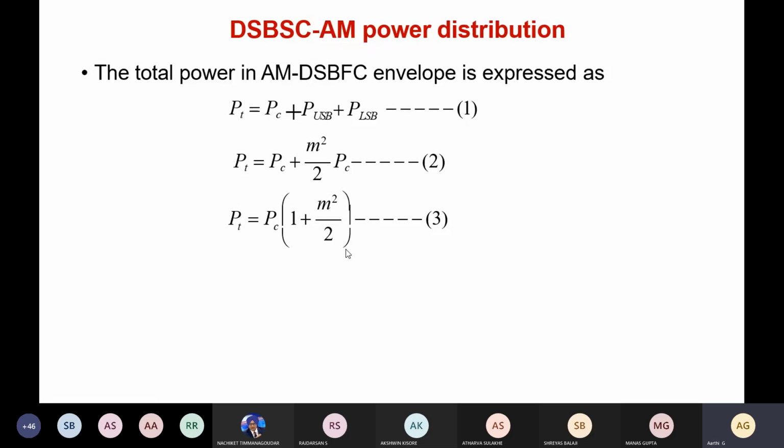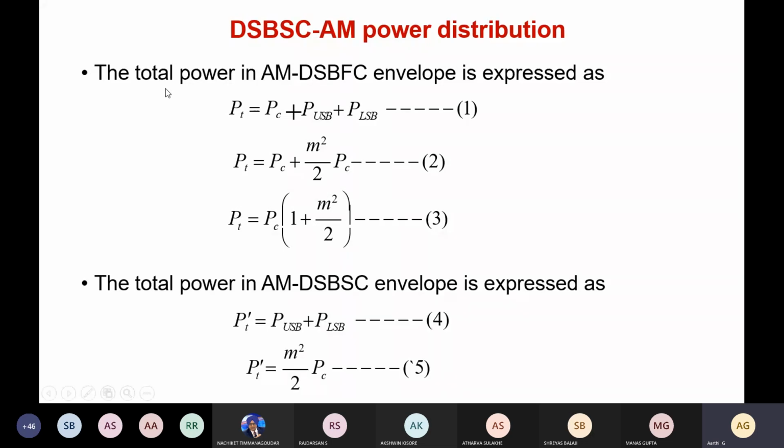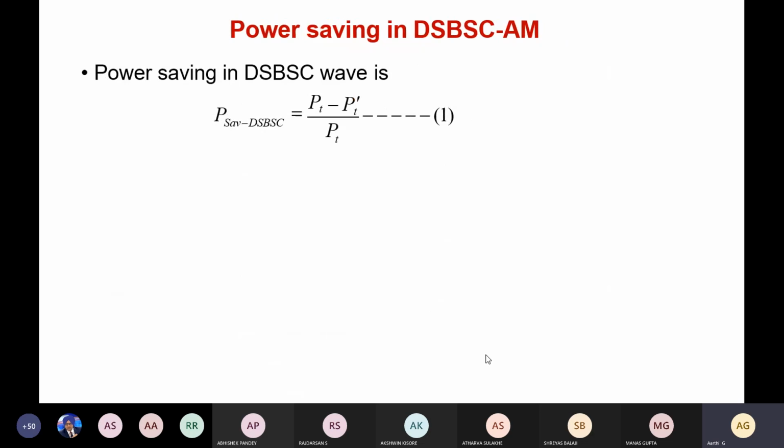Now when we are calculating the total power in case of a double sideband suppressed carrier, the carrier component is removed, right? So let us express it as PT dash, which is the sum of the upper and the lower sideband power. So this will be m square by 2 into PC. If you just add only the upper and the lower sideband power, it is m square by 2 into PC.